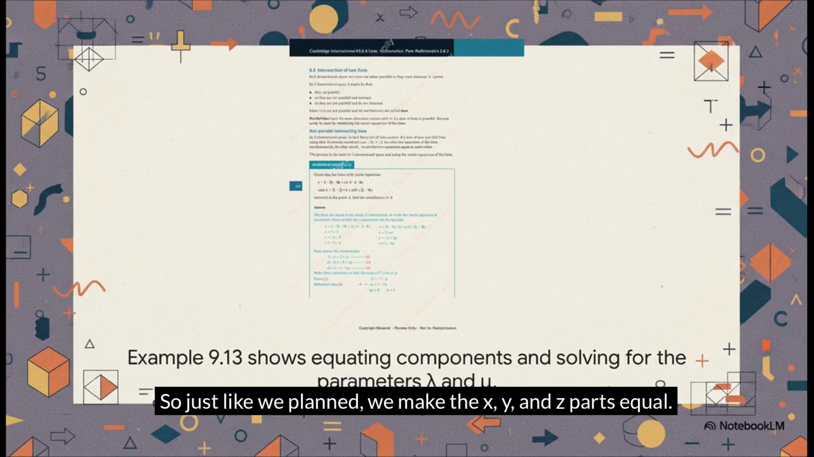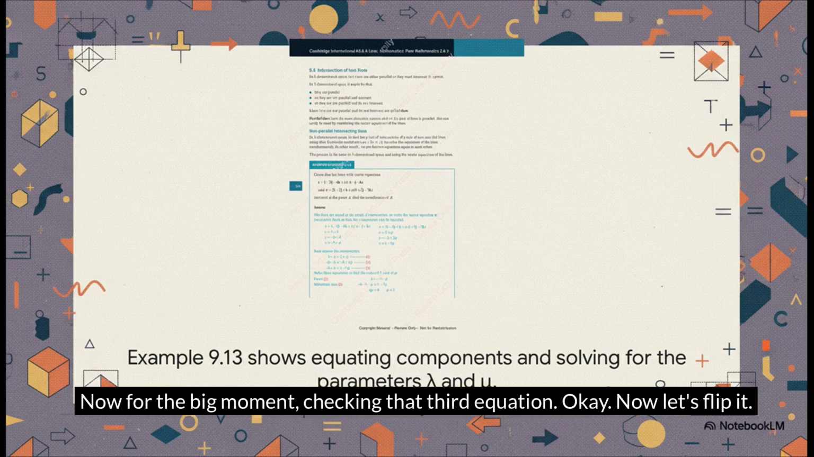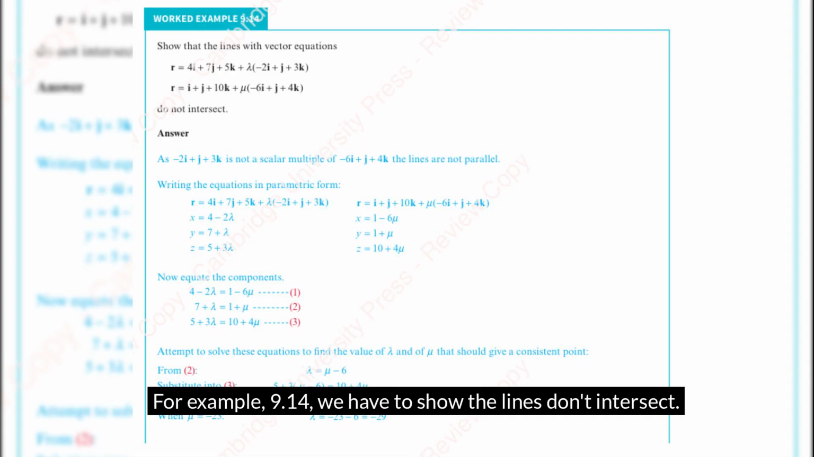So just like we planned, we make the x, y, and z parts equal. We solve the first two equations together and get our potential parameters. Lambda is -1 and mu is 1. Now for the big moment, checking that third equation. Okay, now let's flip it. For example 9.14, we have to show the lines don't intersect.